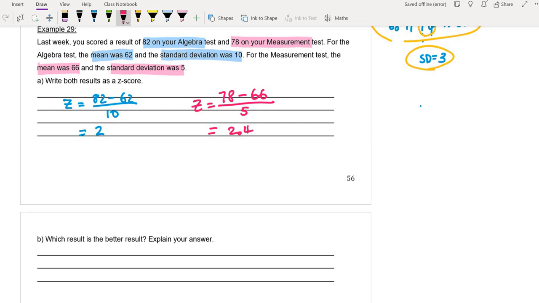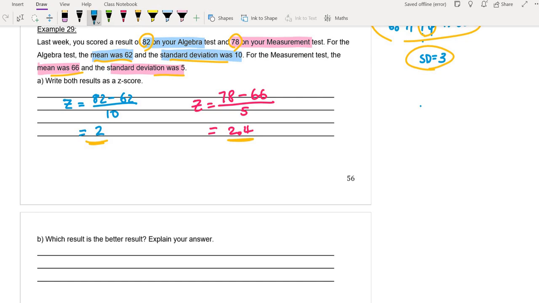So even though you did better on the algebra test compared to your measurement, the z-score is higher for the measurement test than the algebra test. Obviously, that's taking into consideration the mean of each test as well as the standard deviation. So we can draw the conclusion that the measurement one was harder and your result is actually better for the measurement rather than your algebra, even though your algebra has a higher score.